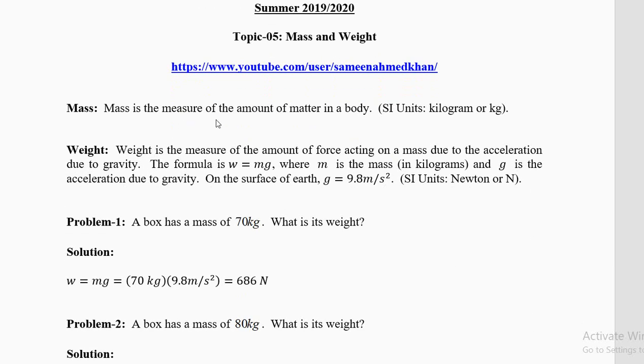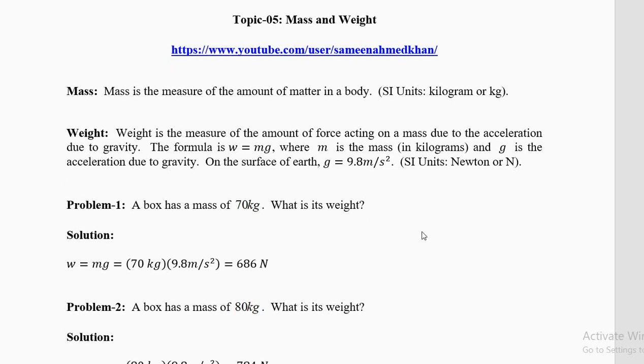So mass is the measure of the amount of matter in a body. The SI unit for mass is kilogram, or just write kg. Small k, small g. The unit for force is Newton, or just write capital N in uppercase. Now weight equal to m into g. Now we'll do 2-3 calculations on this.